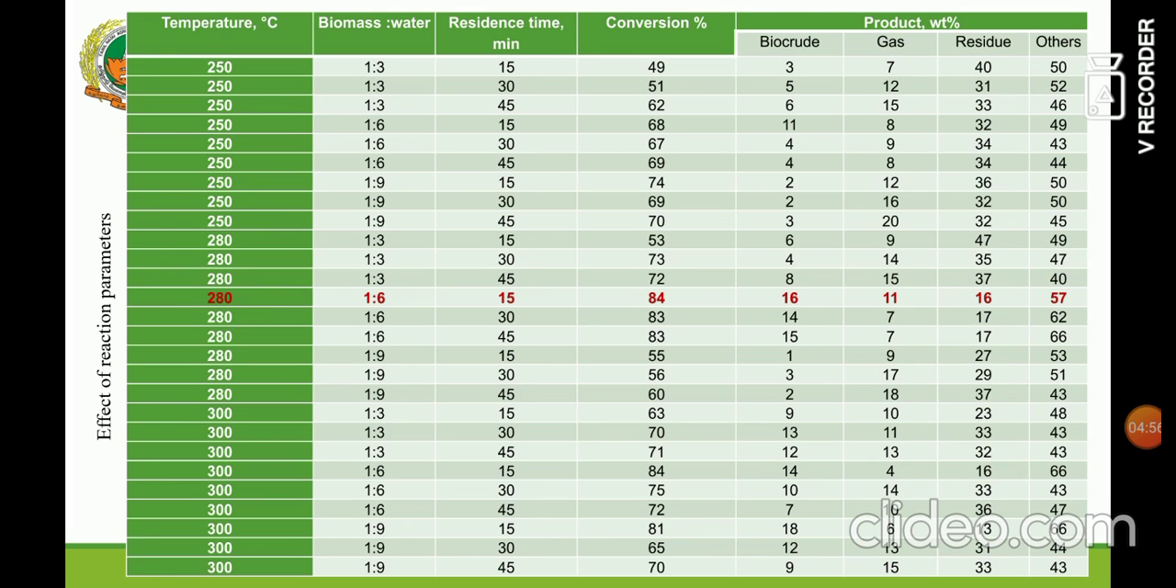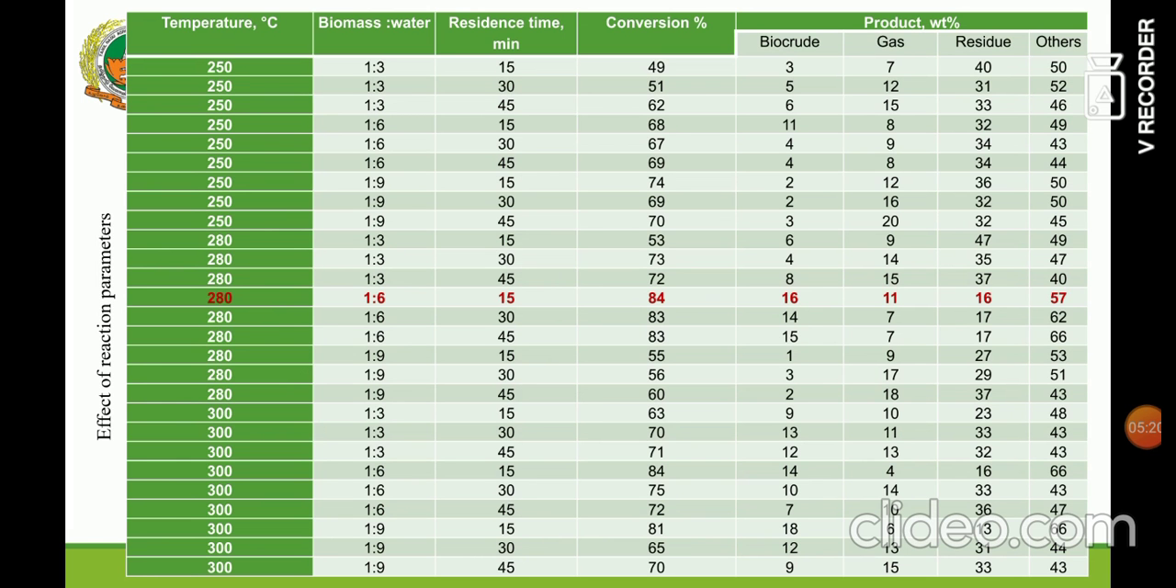The effect of reaction parameters, where I varied temperature, biomass-water ratio, and residence time, on product conversion and distribution. The high solvent to biomass ratio reduced the amount of leftover residues due to increased solvation of biomass components. It was observed that at very low biomass to solvent ratios, the amount of liquid oils decreased considerably.